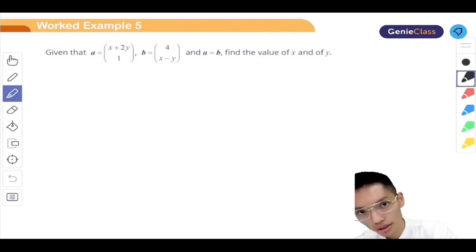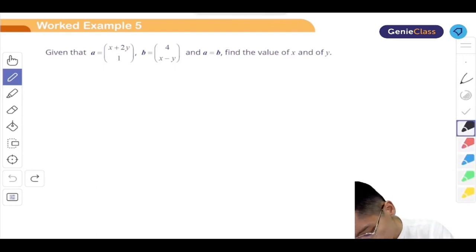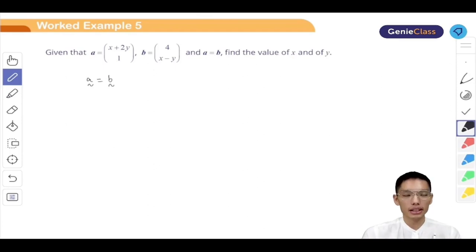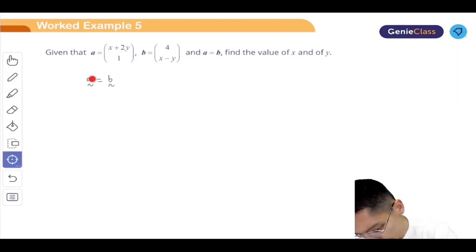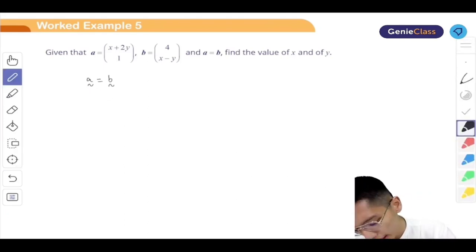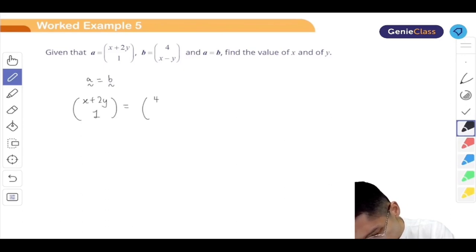So, you realize over here, let's write down what we have. A, B: A is equal to B. Take note, do not bold, write it in the curly brackets. I don't want you all to bold even though the curly brackets are not given. If they write it in bold, write my curly lines over here. Okay, A and B, so what I need to do: x plus 2y, 1 equals 4x minus y.